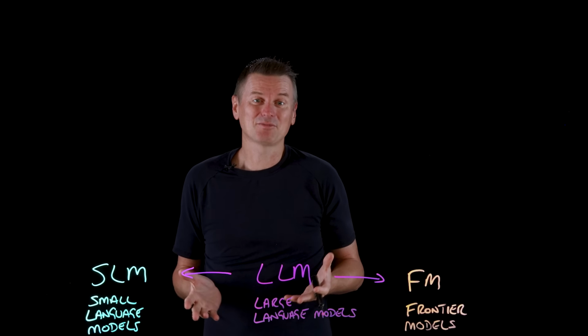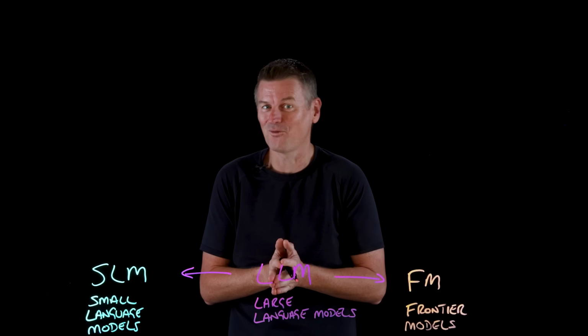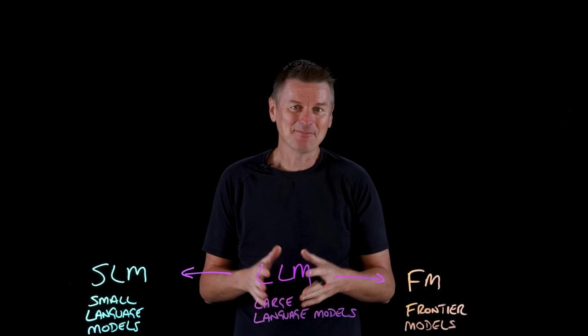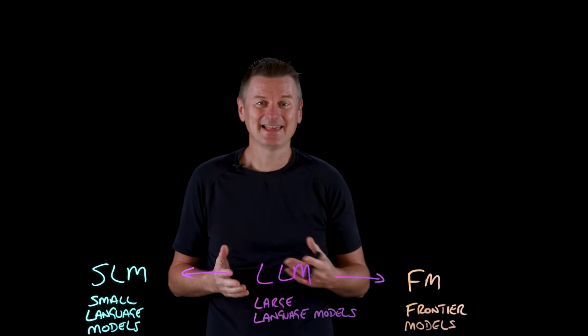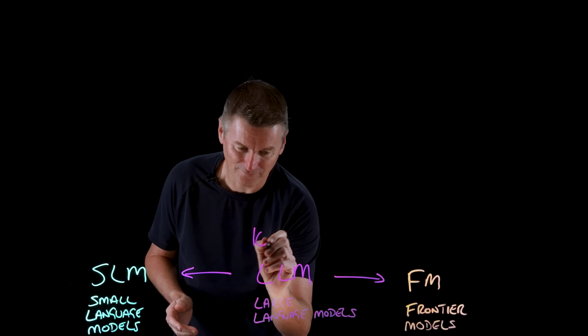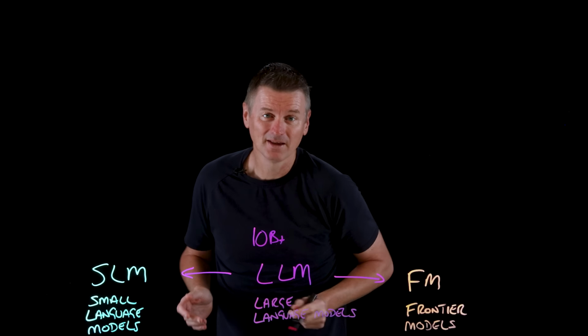Now, large language models are what most people think of when they hear AI. And we're talking about models that are pretty big. They have tens of billions of parameters. And parameters here means the weights that are learned during training that determine the model's capabilities. And more parameters generally means a bit more knowledge, a bit more nuance, a bit more reasoning.